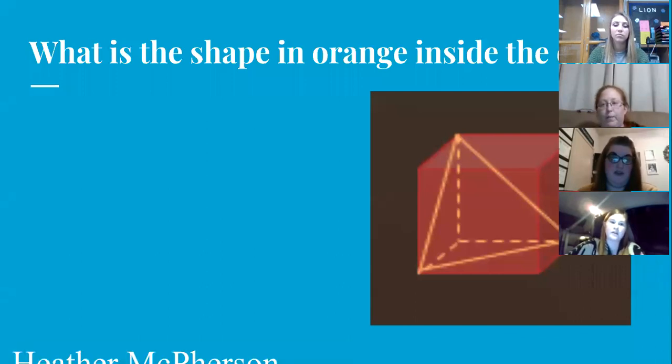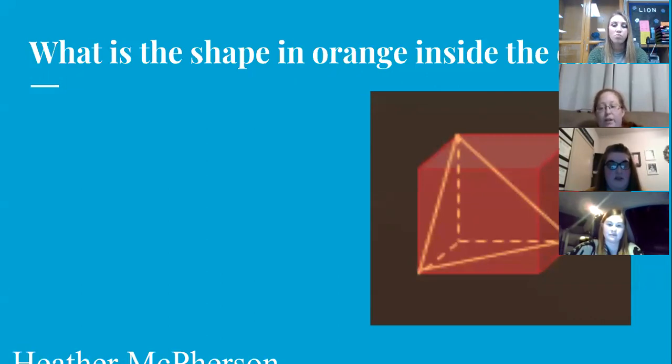Hey, Heather, what is the shape that's inside of the cube? So looking at this cube, you see that there's a triangular shape outlined. But what is this shape? You can look at all the plane faces of the cube itself, but right now we just want to look at the planes within the cube. This shape has 4 plane faces and is in the shape of a triangular pyramid.